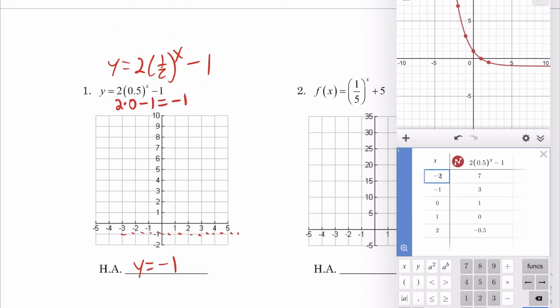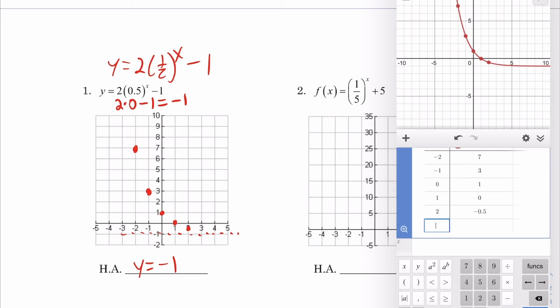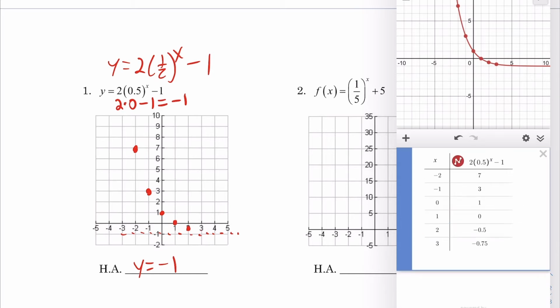Alright, looking at our table, -2 goes with 7, -1 goes with 3, 0 goes with 1, 1 goes with 0, 2 goes with -1/2. And once we're at that -1/2, I would bet that 3 is going to go to -3/4. Okay, that's because it's going down. So it's going to keep decreasing closer to -1, but never reach that -1.